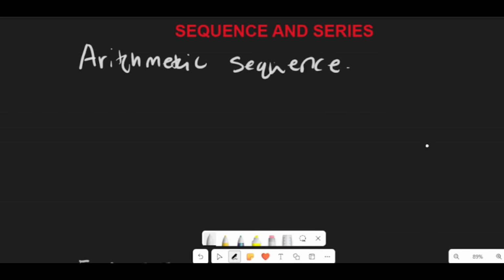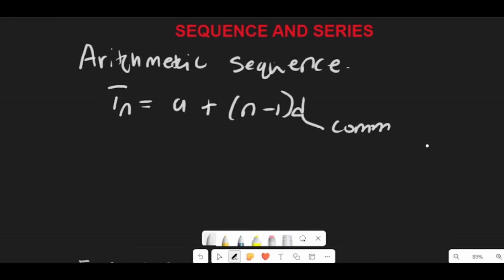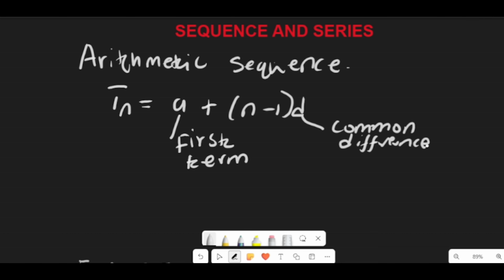In arithmetic sequence, the first thing to know is how to get the general formula, which is defined by Tn equals a plus (n minus 1)d, where d refers to the common difference between the terms, and a refers to the first term in that sequence.